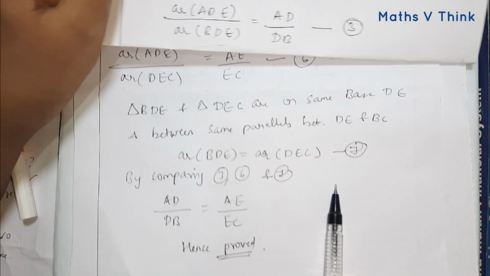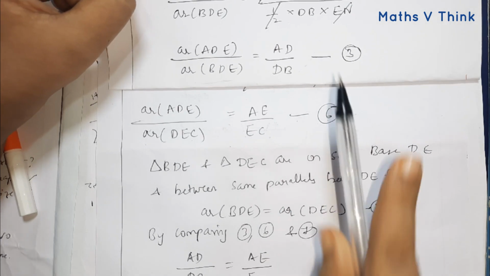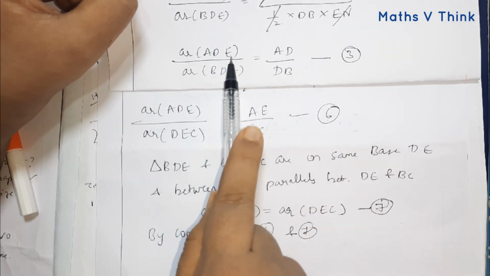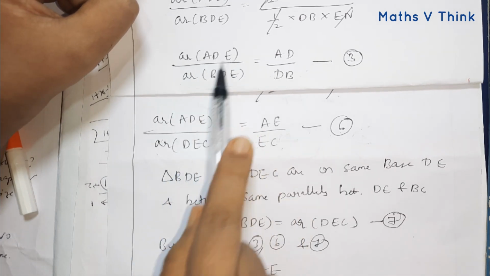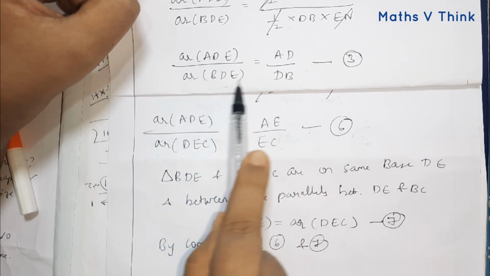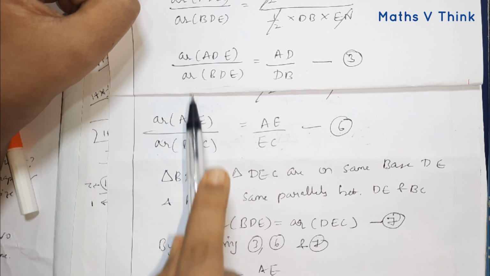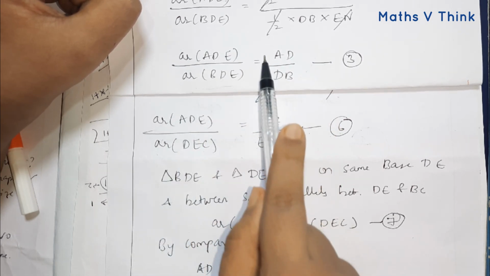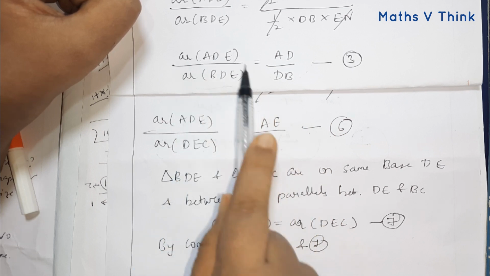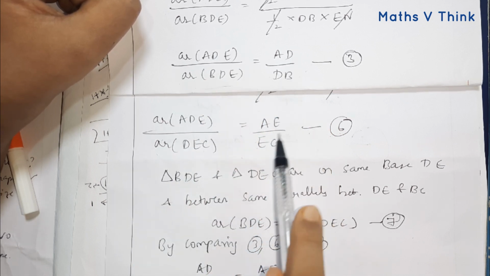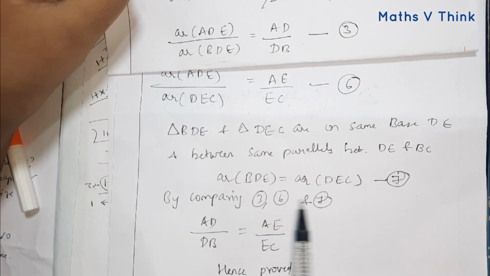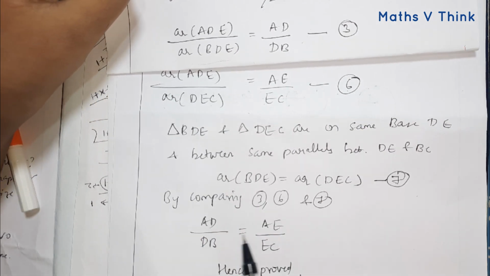Now you need to compare number 3, 6 and 7. When you compare this and this, ADE is equal. Now we prove this is equal to this. So this whole part is equal to this part. Same way right hand part will also be equal, because if we prove left side is equal, then right side is also equal. So at last, by comparing 3, 6 and 7, we got AD by DB is equal to AE by EC, hence proved.